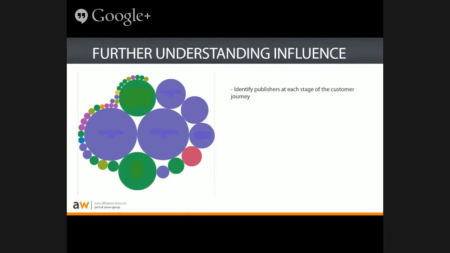appears in each position. This chart shows each affiliate as a bubble, and the size of the bubble is representative of the number of instances where the affiliate is in that position. For example, you'll be able to see how many times each affiliate has been the first referrer in a multi-interaction sale.